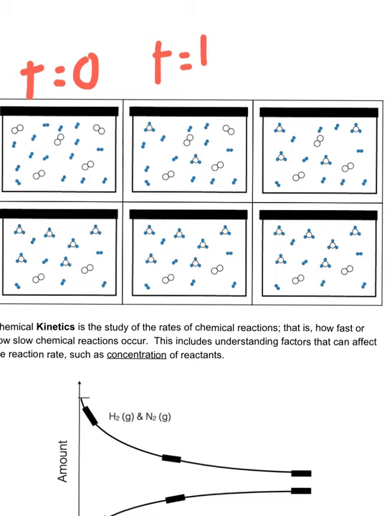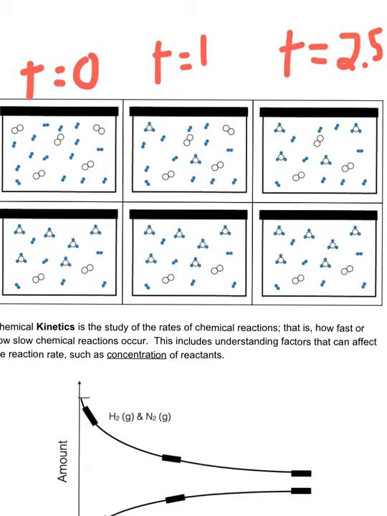So I'm going to mark this one, slide 3, as time equals 2.5 seconds. And so now I've got 4 ammonia molecules, the 2 that formed in the first second, but now it took 1.5 seconds to make the next 2. And then in the fourth slide, we've got 6 ammonia molecules.